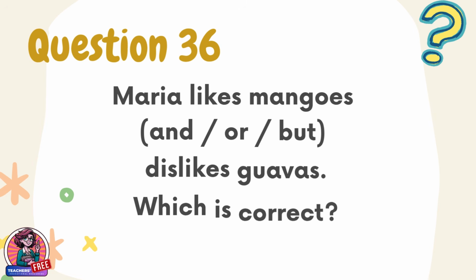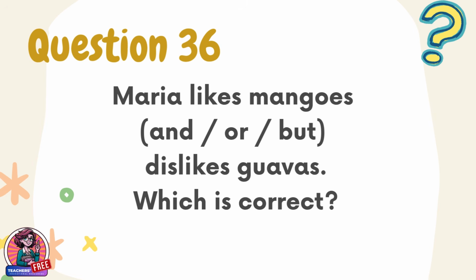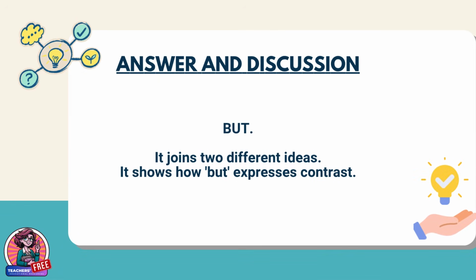Question 36. Maria likes mangoes and, or, but dislikes guavas. Which is correct? Answer: but. It joins two different ideas. It shows how but expresses contrast.